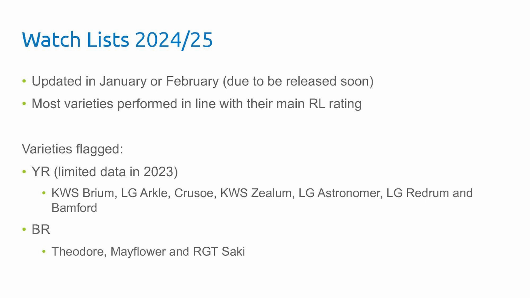However, we do have some varieties that have been flagged. I do have to add a caveat that for yellow rust, there was very limited data for 2023 from the natural infection trials. But these varieties that are listed on the screen performed slightly worse than their RL rating indicated. So ones to just keep an eye on this season, and to see if the fact that it was limited data in 2023 made a difference. Perhaps they'll perform better or in line with their RL rating this season.